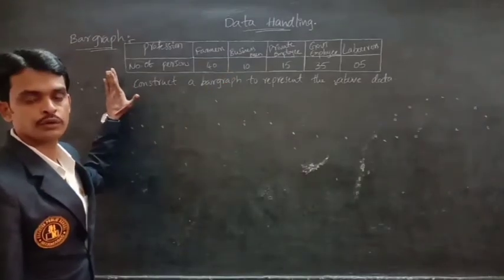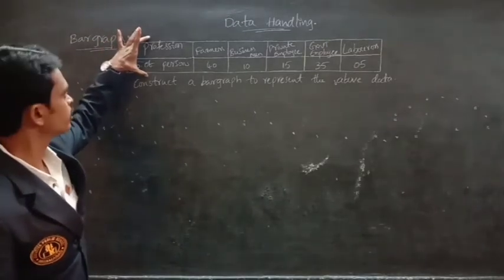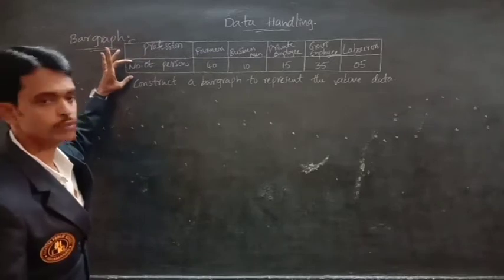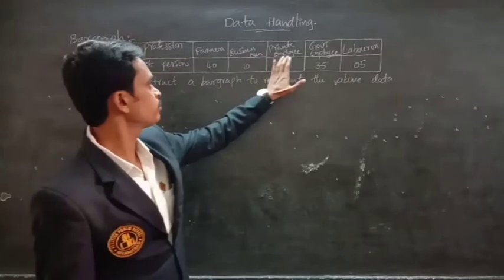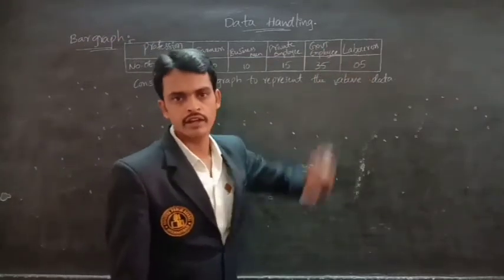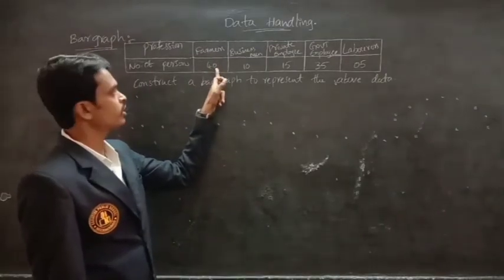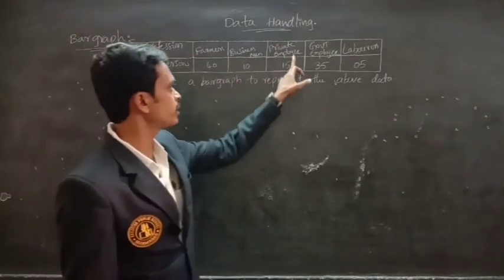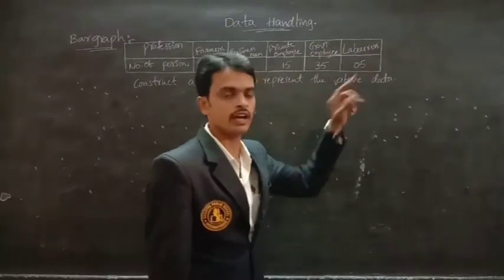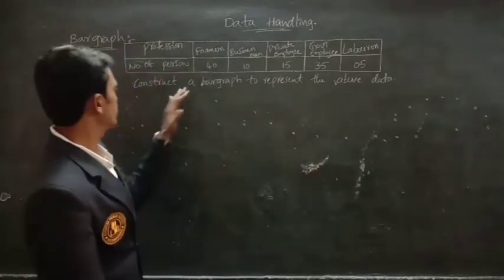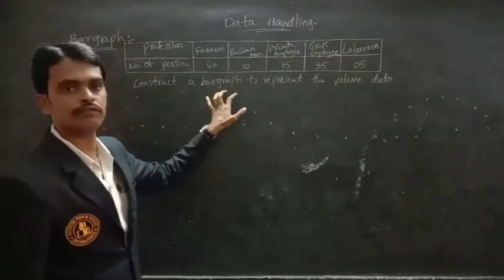Now we are going to draw the bar graph for the given information: profession and number of persons. Here different professions are there: farmer, businessman, private employee, government employee, laborers. Farmers are 40 persons, businessmen 10, private employees 15 persons, government employees 35 persons, and laborers are 5 persons. Using this information, we have to construct a bar graph.